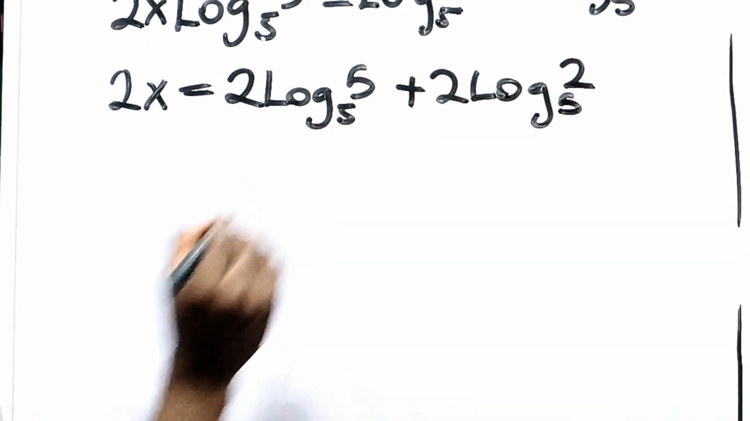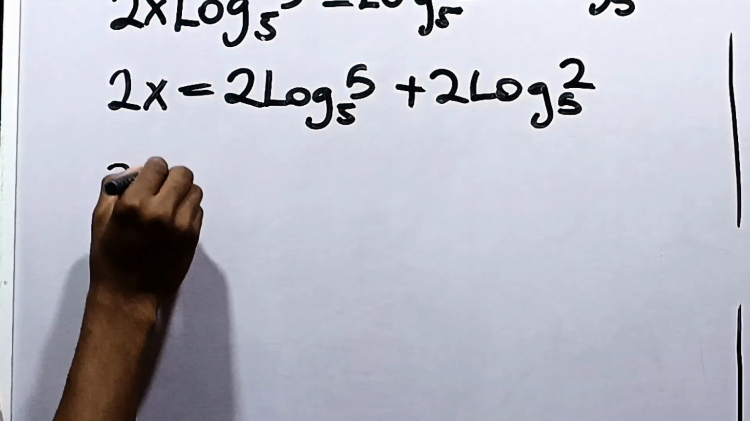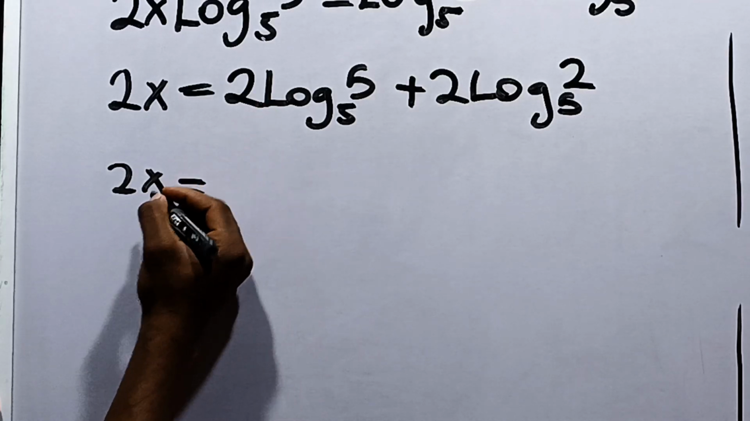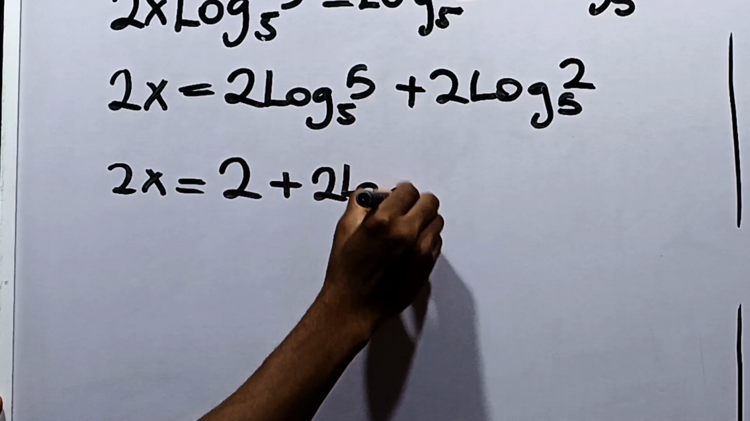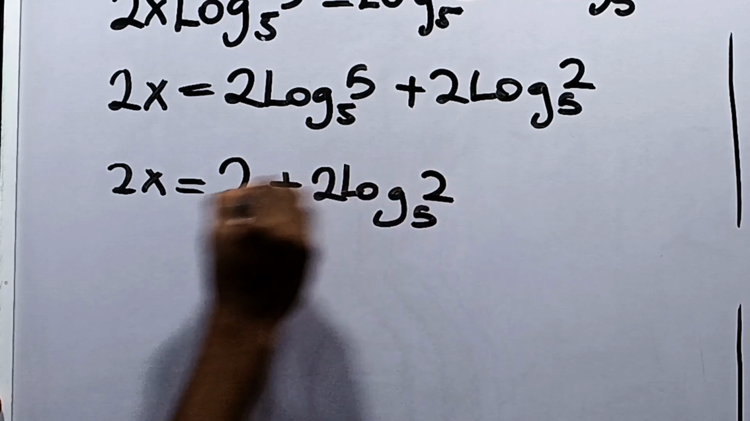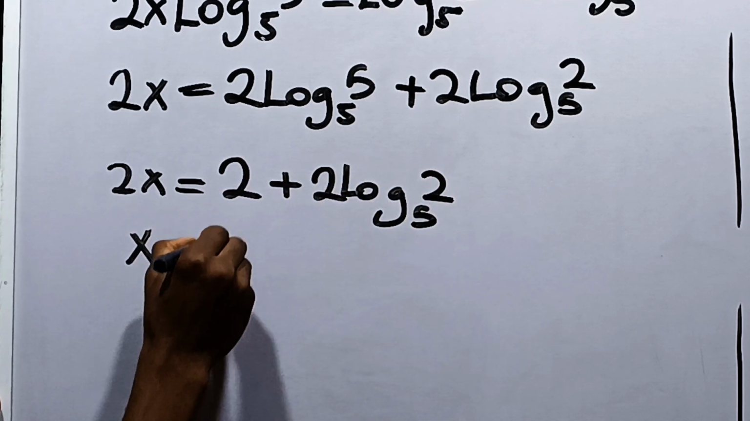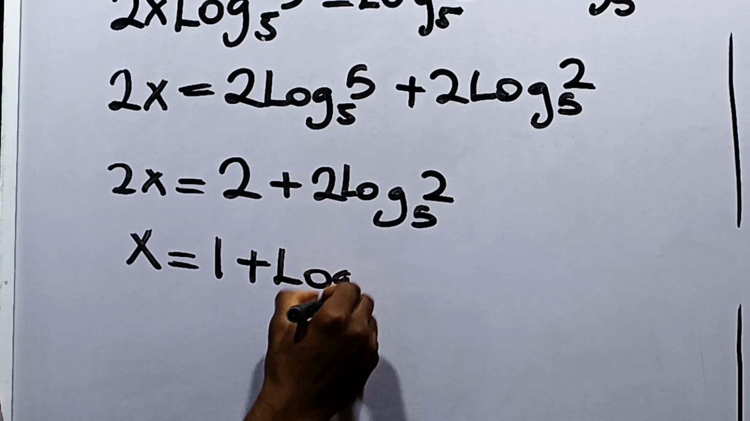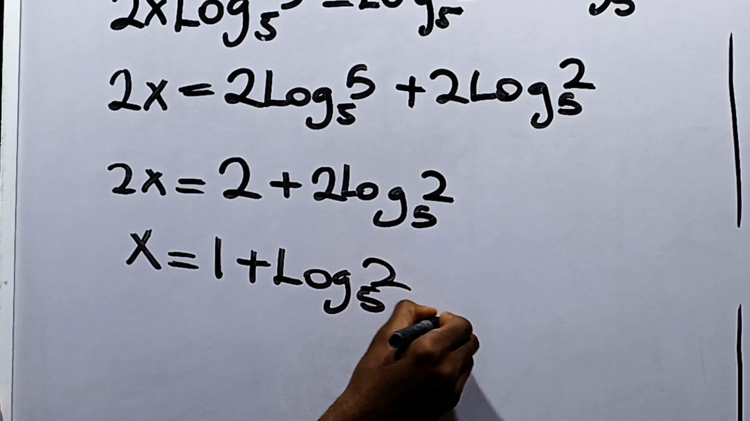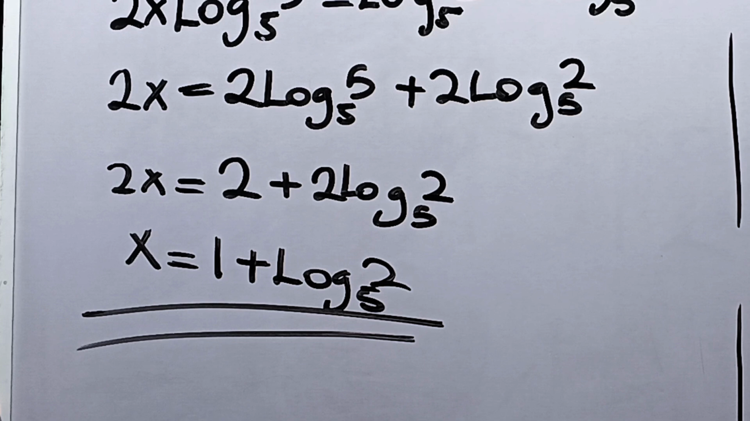Okay. Now, we now have that 2x is equal to, logarithm of 5 to base 5 is 1, 1 times 2 is 2, plus 2 times logarithm of 2 to base 5, okay? Hence our x here now becomes equal to 1 plus, this is still 1 times logarithm of 2 to base 5. So this becomes the final answer to this question.